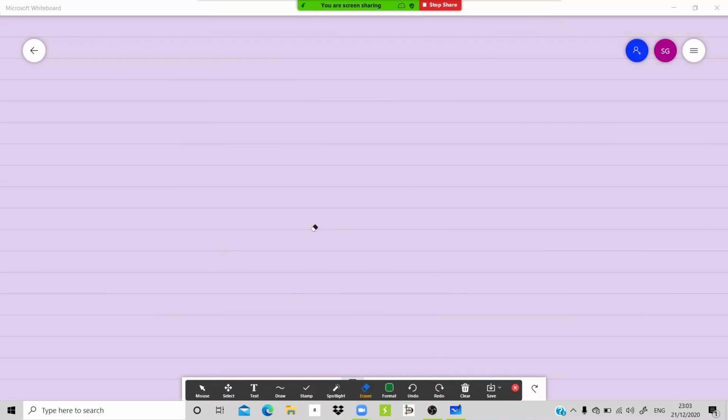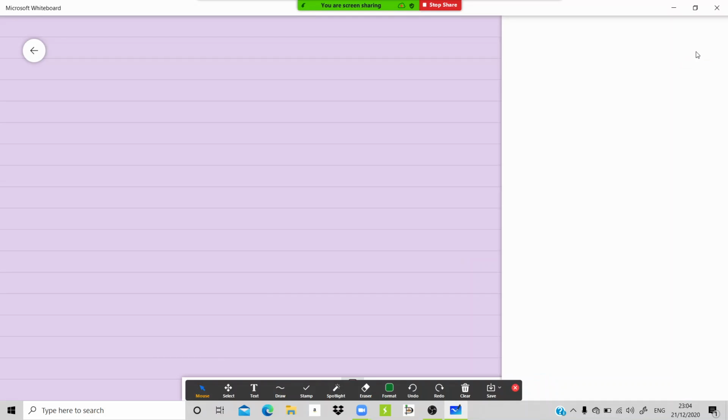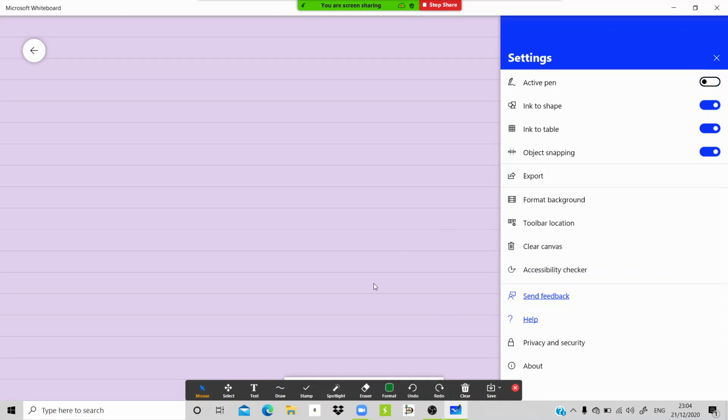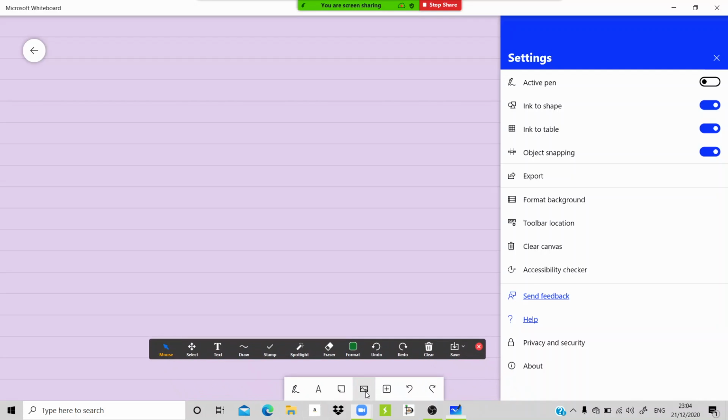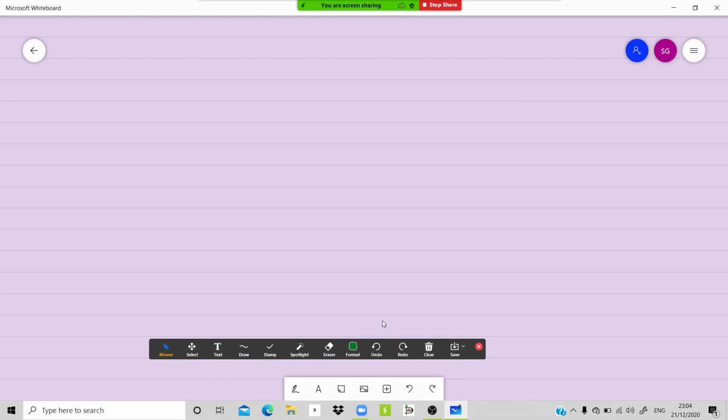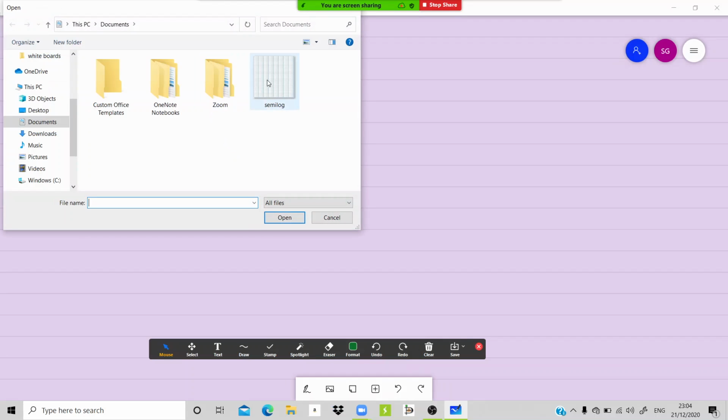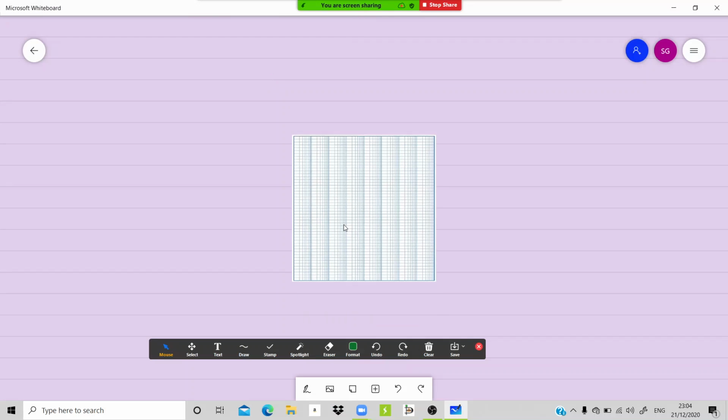Let me insert the paper first, and we'll draw both the things simultaneously.